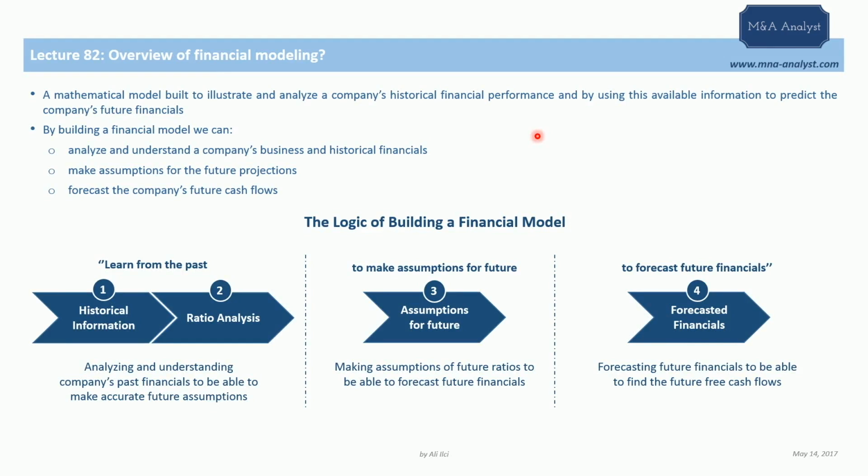Financial modeling is a mathematical model built to illustrate and analyze a company's historical financial performance, and by using this available information, to predict its future financials. By building a financial model, we can analyze and understand a company's business and its historical financials. By using the historical data, we can make assumptions for the future projections, and by using these assumptions, we can finally forecast the company's future cash flows.